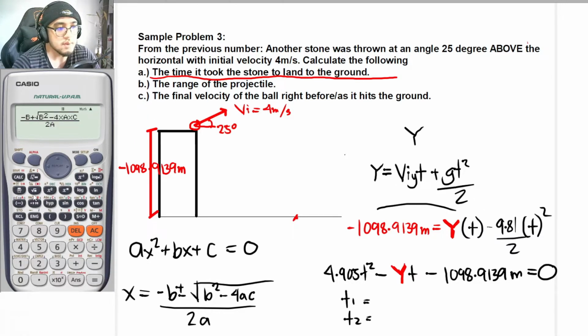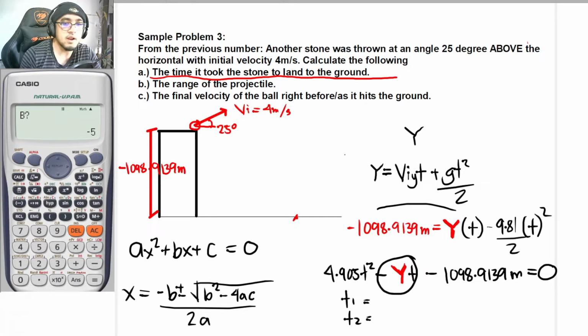So negative b plus or minus the square root of b squared minus 4ac, divided by 2a. I would be pressing calc here and substituting. What is the value of b? My value of b is my value for y, so that is now negative y.